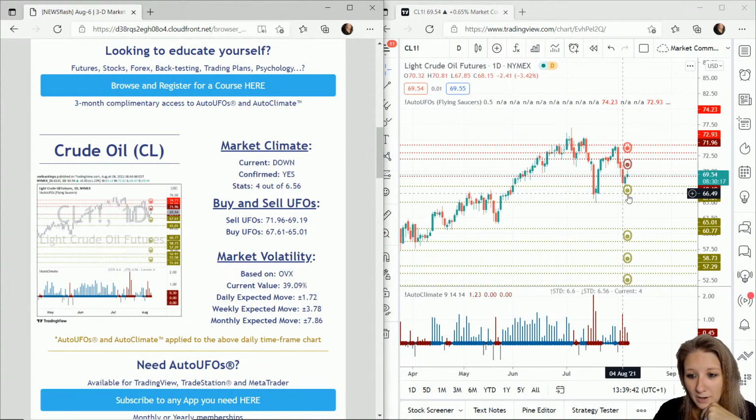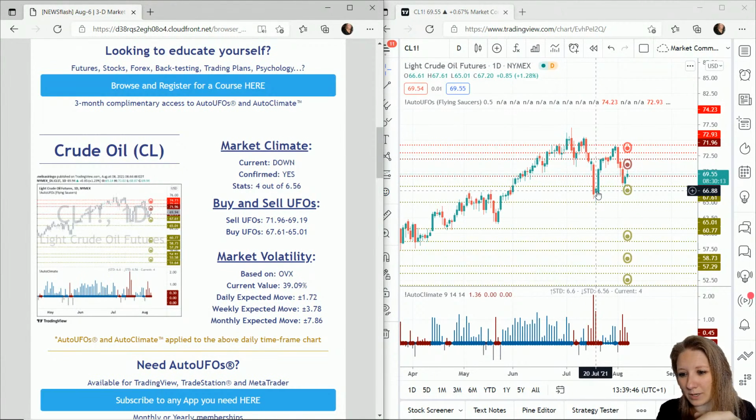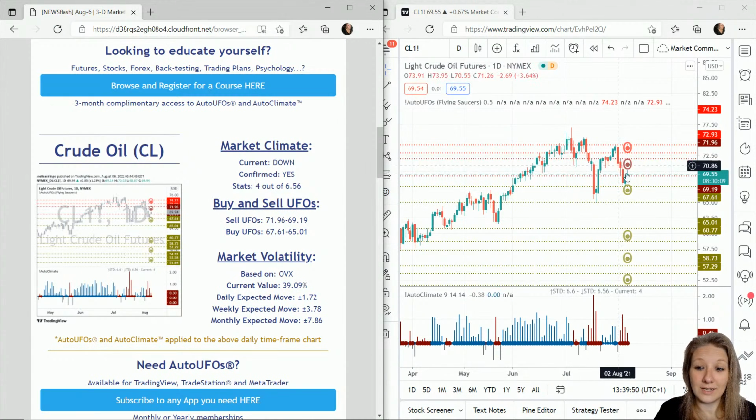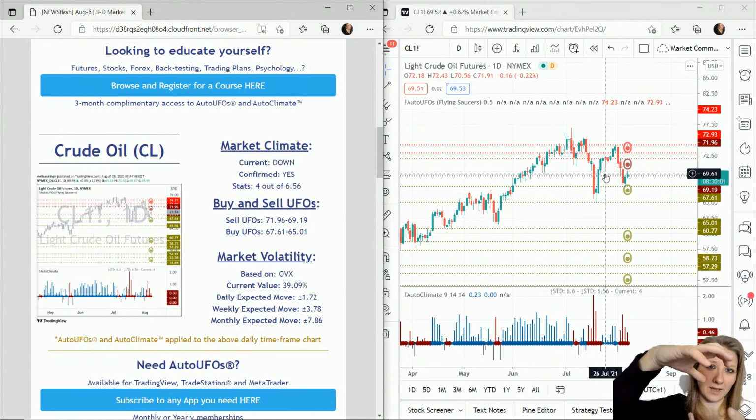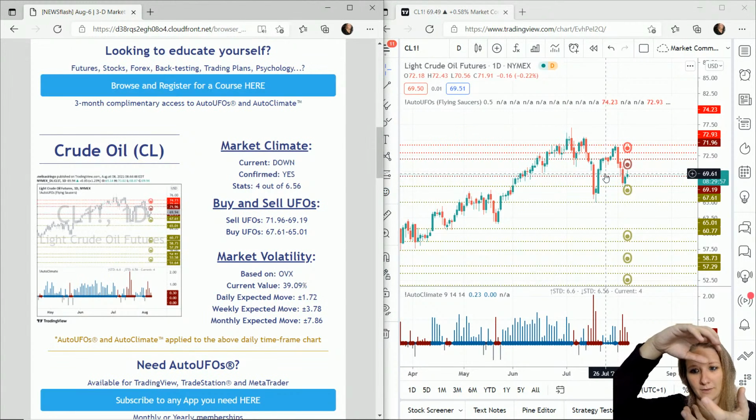So we have buy orders just here. The numbers for that are 67.61 to 65.01. We then have sell orders literally just above us here, and those are from 71.96 to 69.19. So what we have is sell orders coming in from the UFO, also sell orders from the climate, but then buy orders coming in from the UFO.